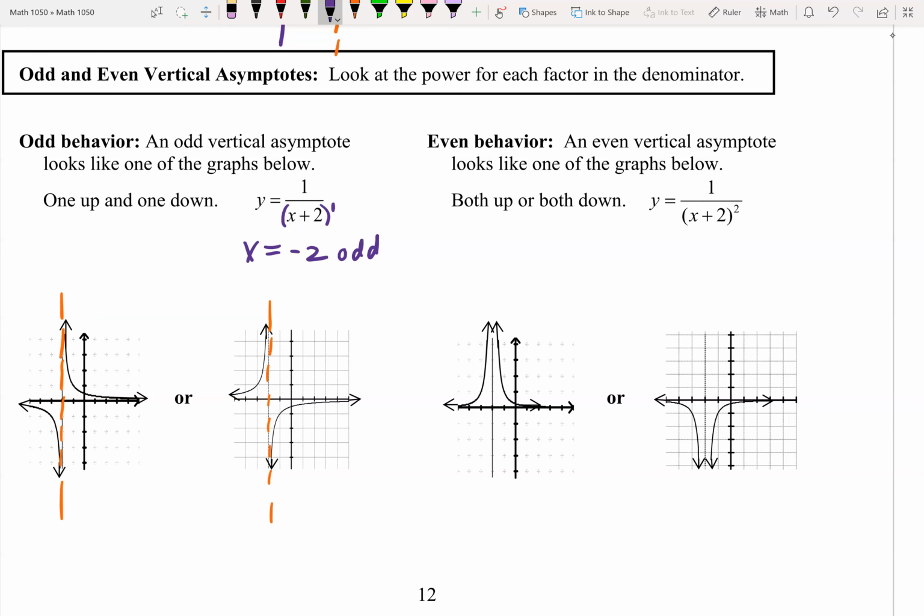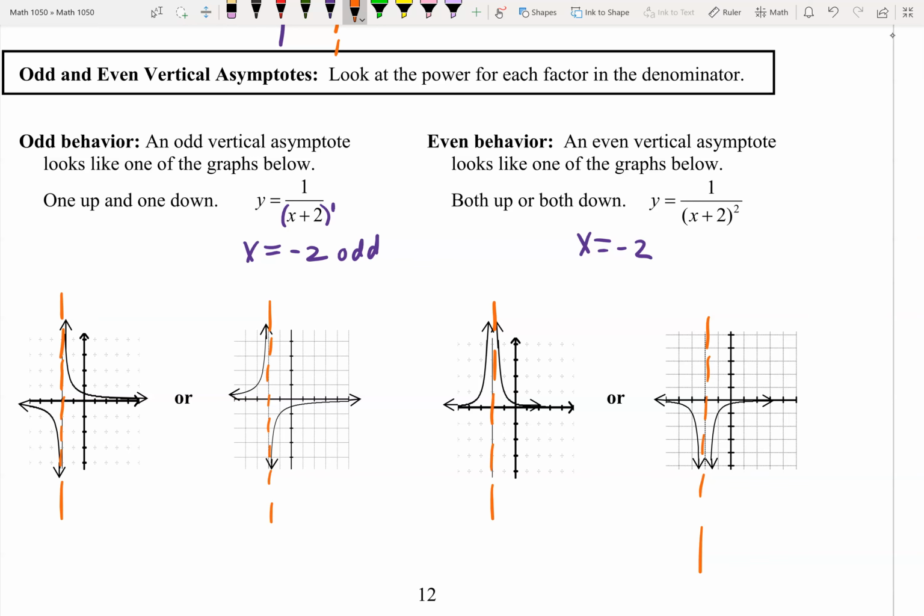Look at the next one. Take the denominator and set it equal to 0, and I again get x equals negative 2. Take your red marker or whatever you've got and dash that in. And now you look at the exponent, and the exponent is even.